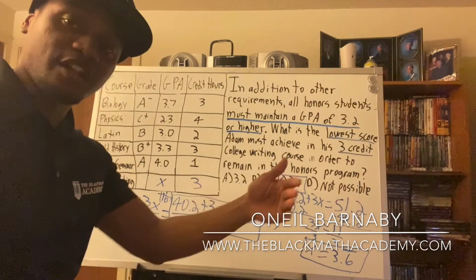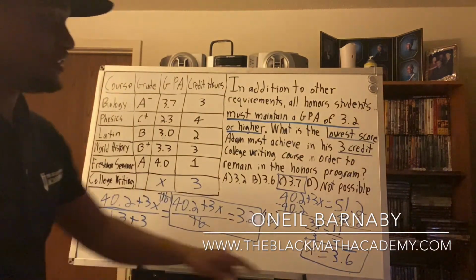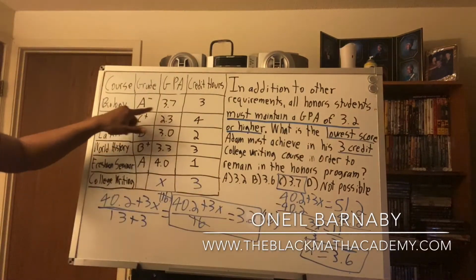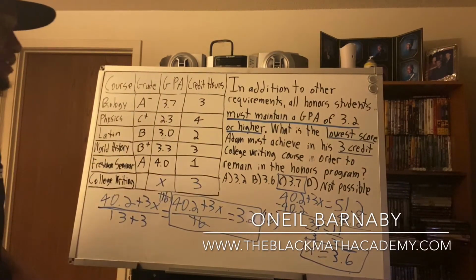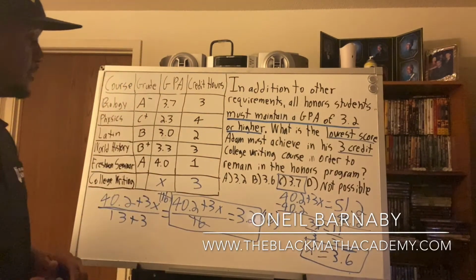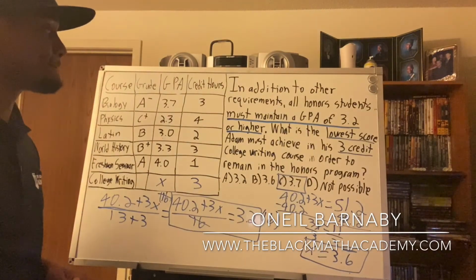So now you know why you shouldn't start off on the wrong foot. You always want to start ahead of the game so that you don't have to play catch up like this person did, where he needs a 3.7 GPA, which is essentially an A- in his college writing class. So he really has to put in that work to get that A to maintain his honor status.